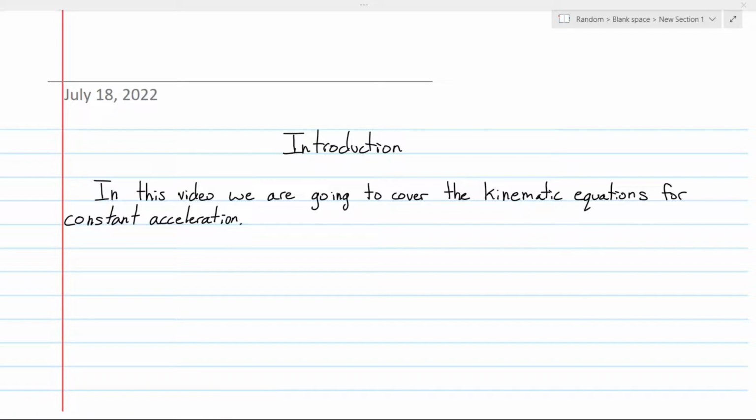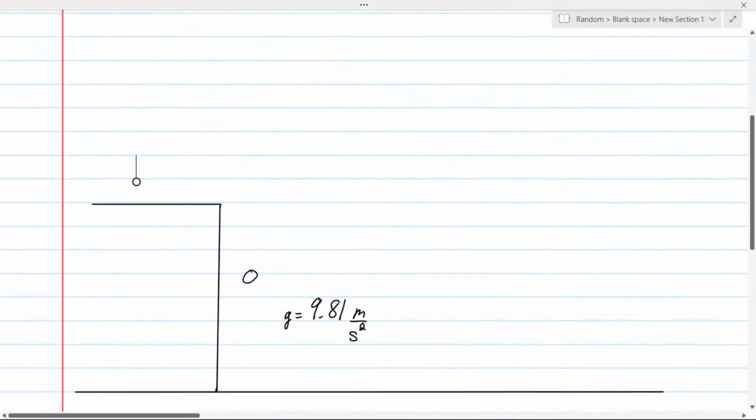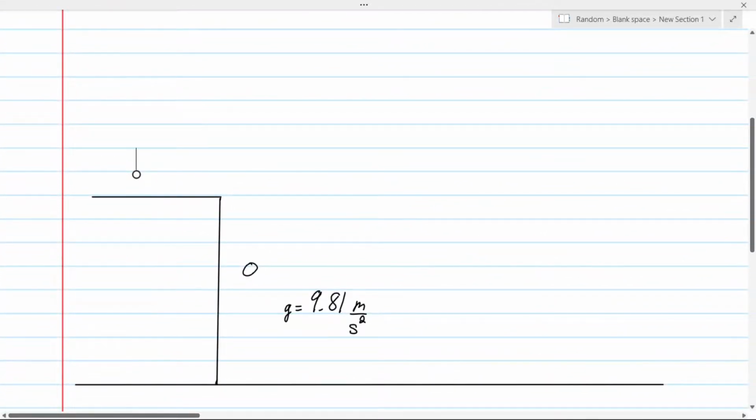For example, a classic constant acceleration is that of freefall acceleration. If you drop an object from a cliff and ignore drag forces, the motion of the object can be worked out by following a point on the object, usually the center of mass, and applying the appropriate kinematic equations.